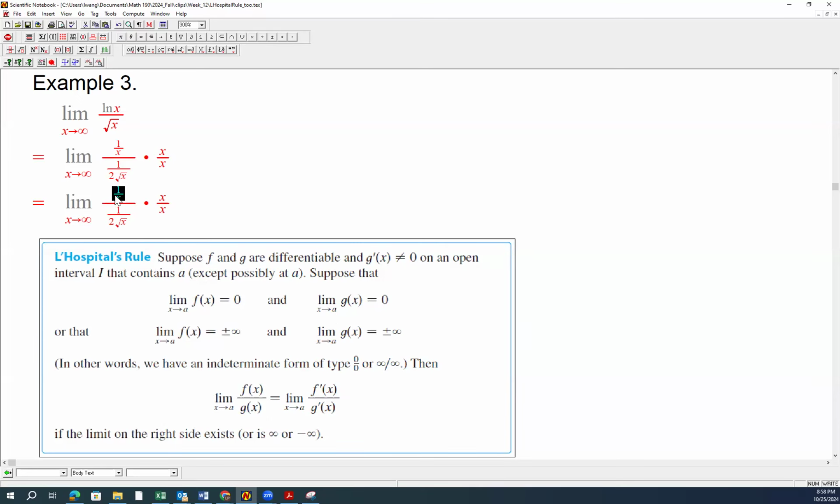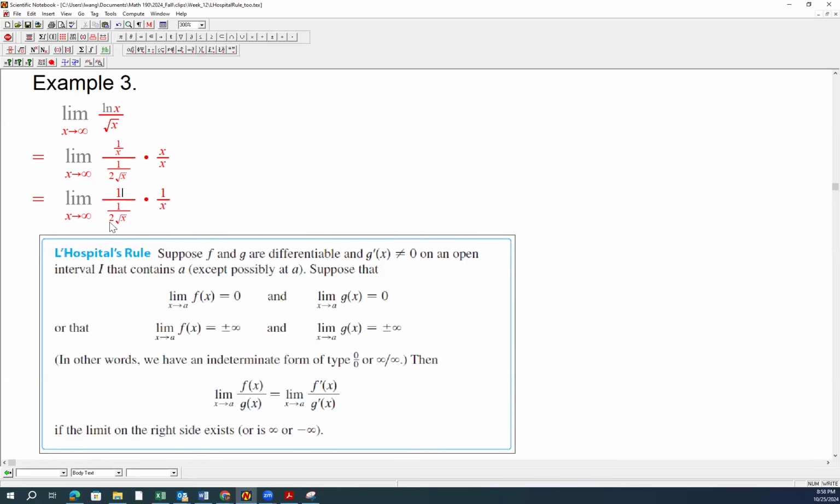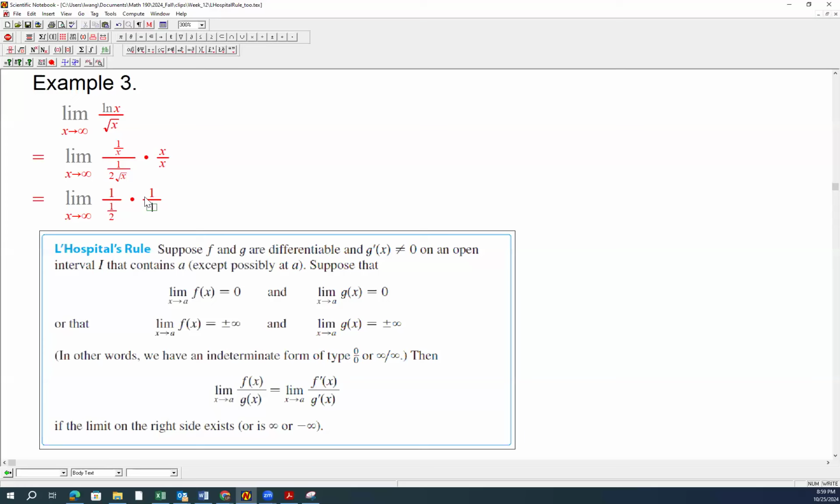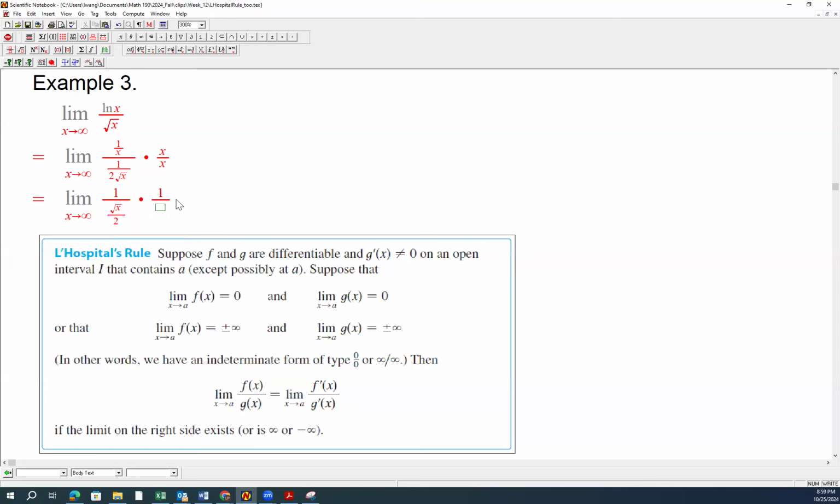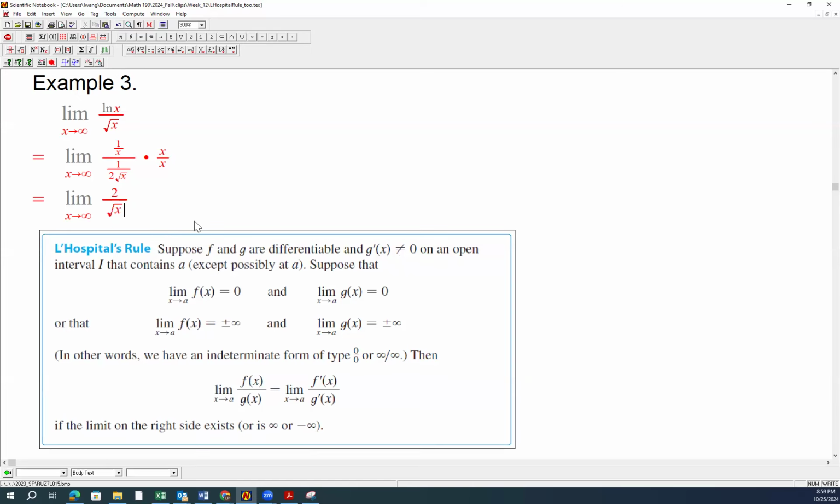x times 1 over x, that's going to be equal to 1. 1 over 2, this 2 actually will flip up, okay? So x times 1 over root x, and that's just going to be root x in the bottom. So this is gone. And then you say, how about the 2? Well, the 2 actually flips up. So the denominator is just the root x.